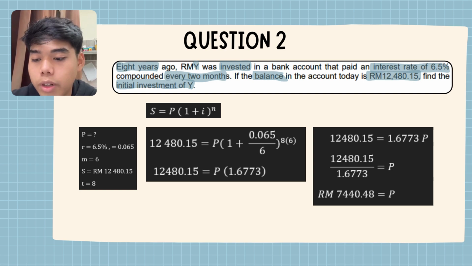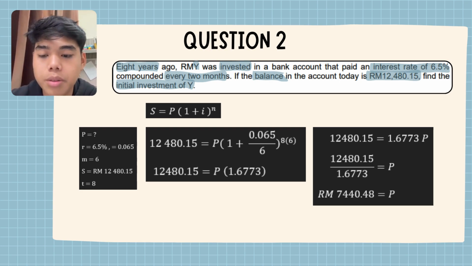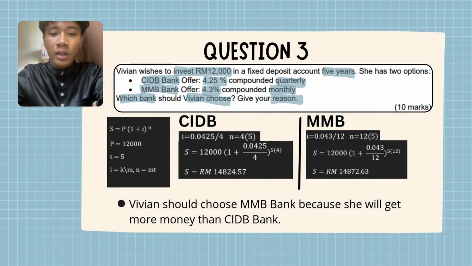So we need to divide it. 12,480 ringgit 0.15 cents divided by 1.6773 equal P. So we get the P, RM 7,440 ringgit 0.48 cents. Hi, let me explain how to solve question 3.